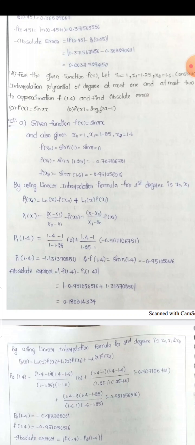0.951056516. Absolute error is equal to mod of f of 1.4 minus P1 of 1.4 is equal to mod of minus 0.951056516 plus 1.131370850 is equal to 0.180314334.